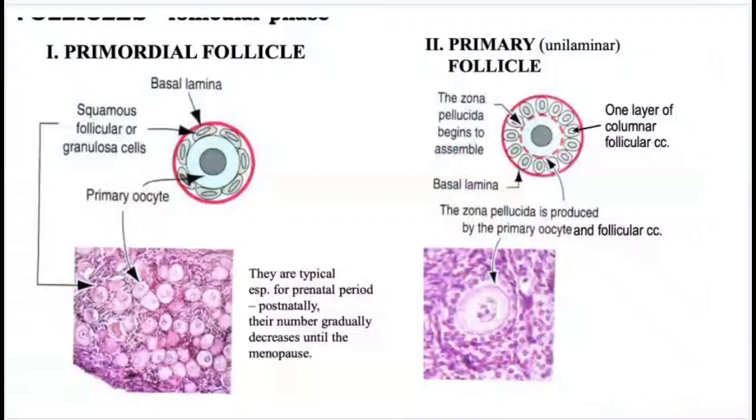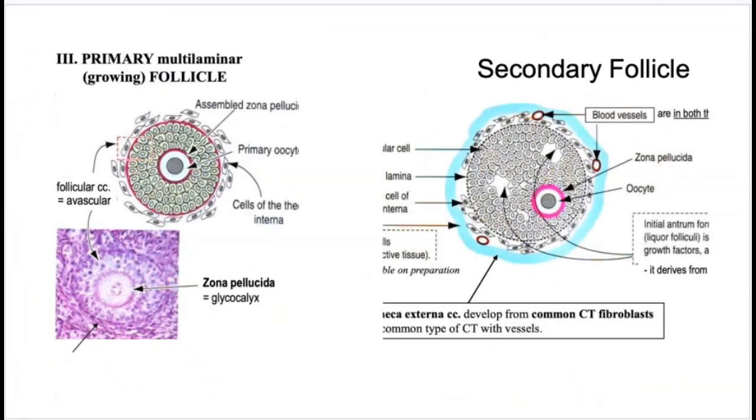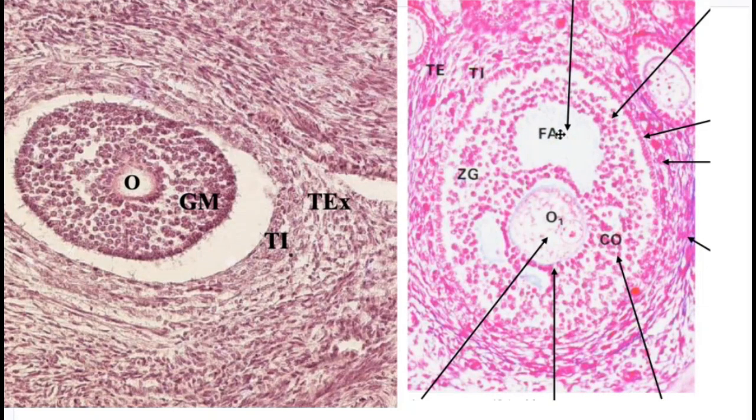So again, we went through our primordial, our primary follicle. Our primary has two: you have the unilaminar and you have the multilaminar. We went through our secondary follicle, which has the antrum. And now we have our tertiary follicle. This is our big follicle, okay? And they are called Graafian follicles.